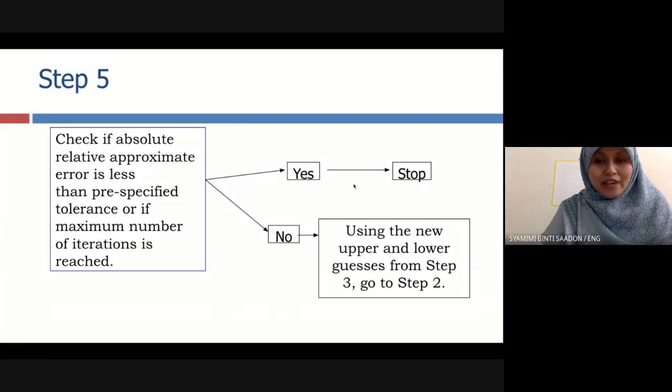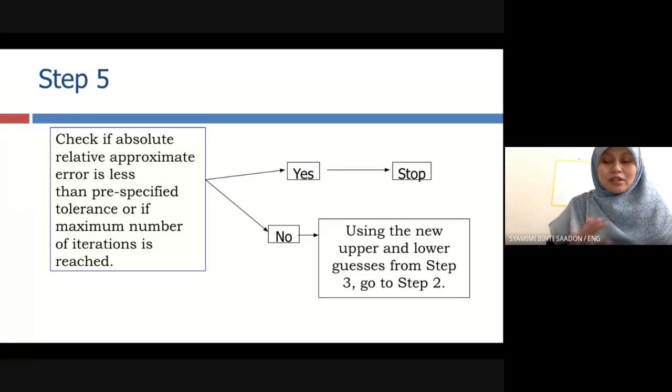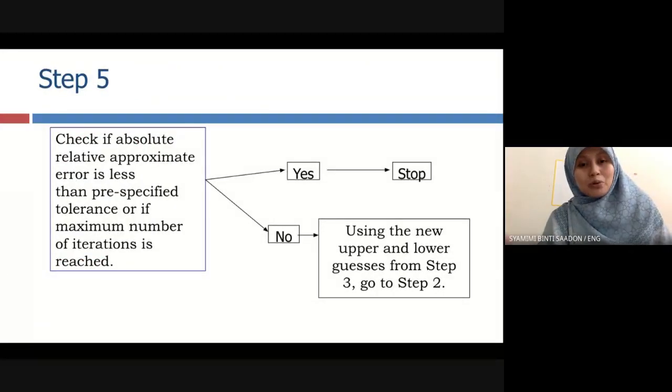So if yes, then stop. If the condition is met, if the absolute error is less than what you have set, you stop. If no, then we have to continue back to step 2 just now, using the upper and lower limit. Okay, so that is how you do the bisection method.